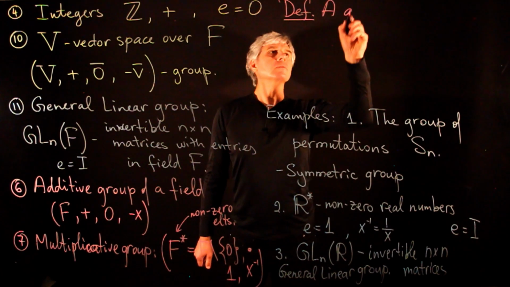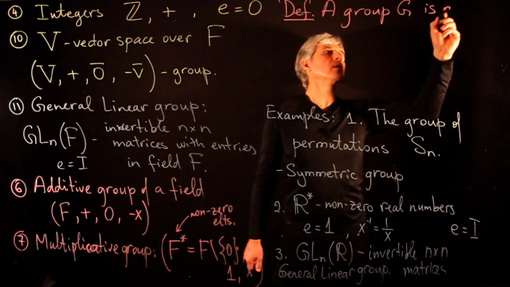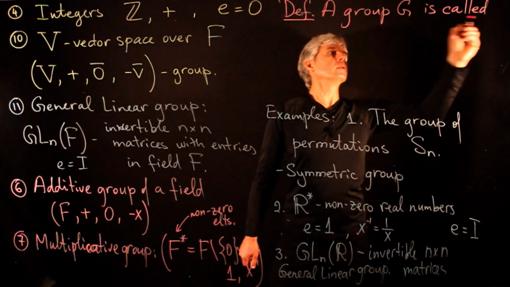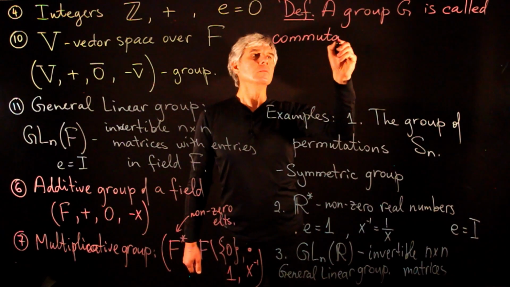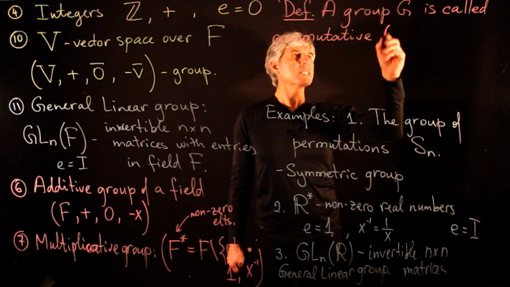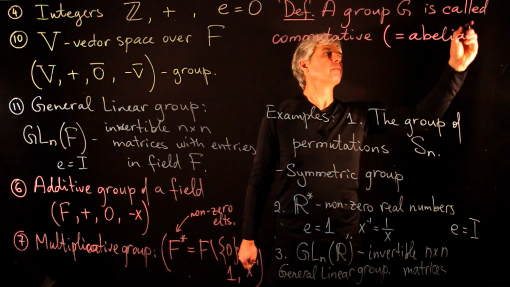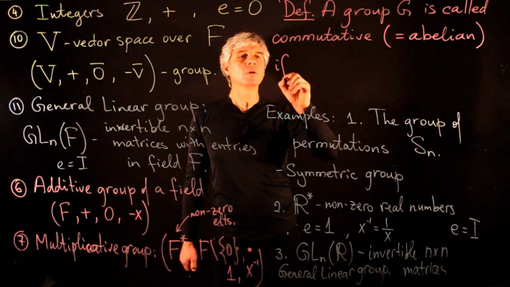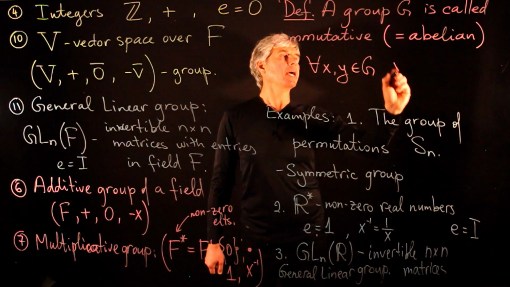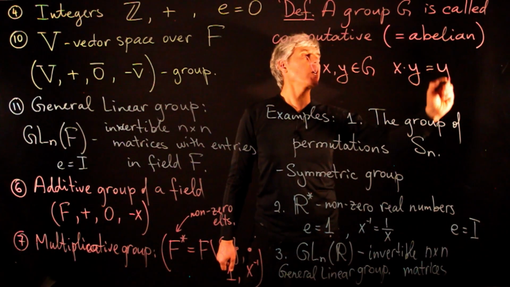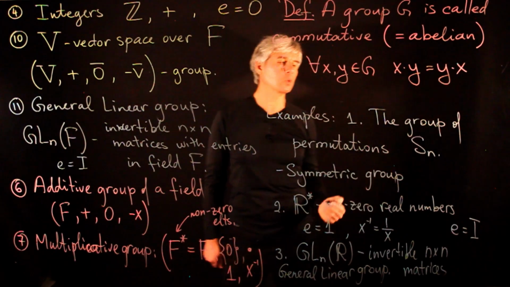So a group G is called commutative, or the synonym for this is abelian, if for all x and y in G, x times y is equal to y times x. So this means that the multiplication is commutative.